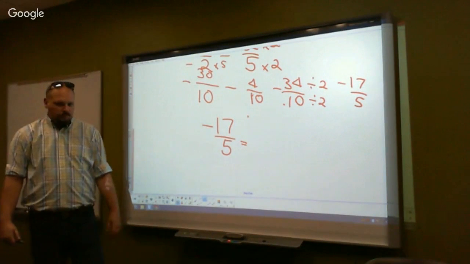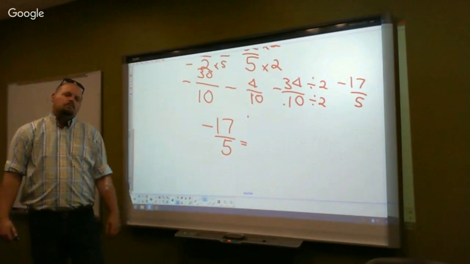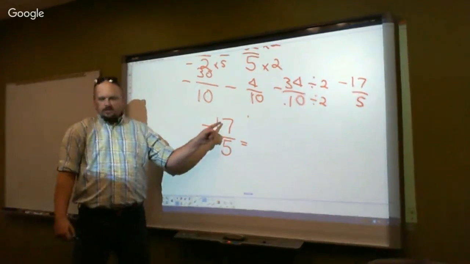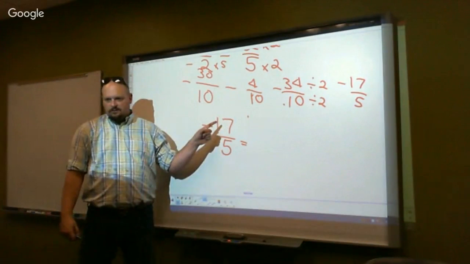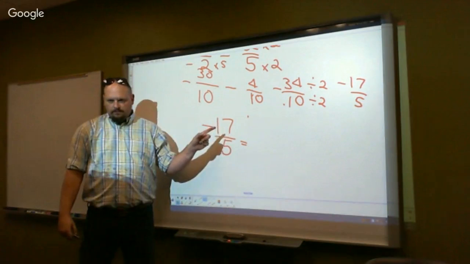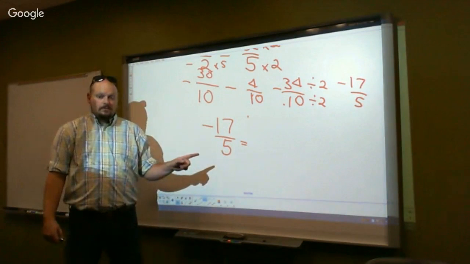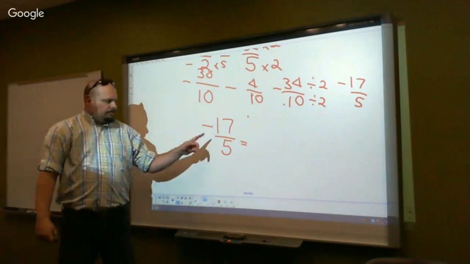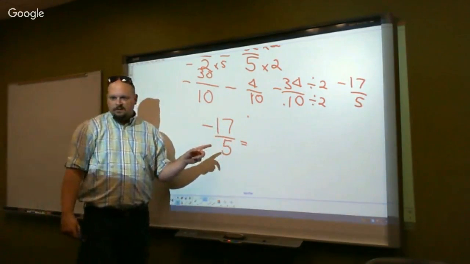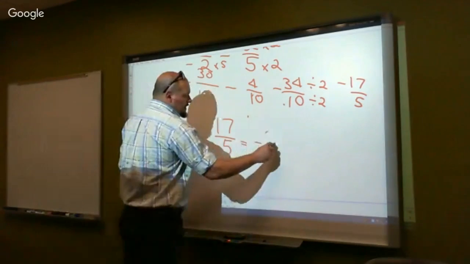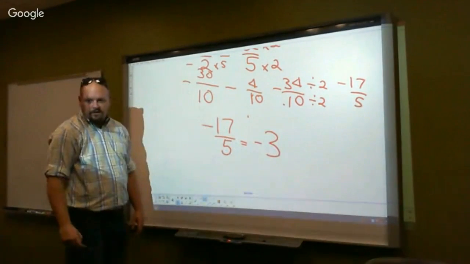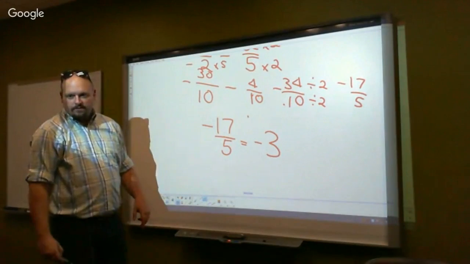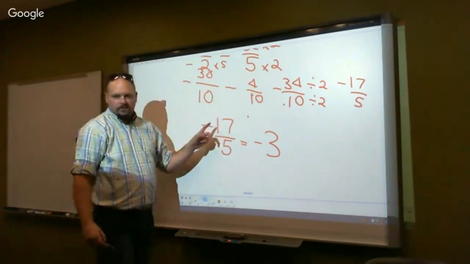No. 5 goes into 17 how many times? How did you get 34? 5 goes into 17 three times, so we got a negative 3. And how many are left over? 3 times 5 is 15, so we have 2 left over.